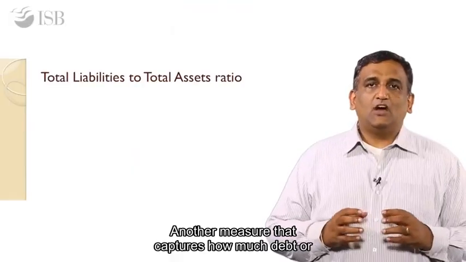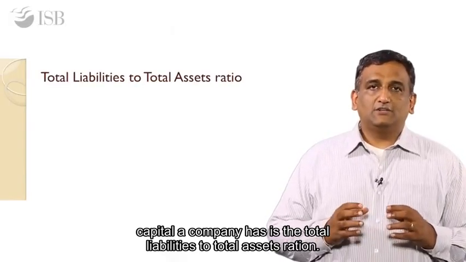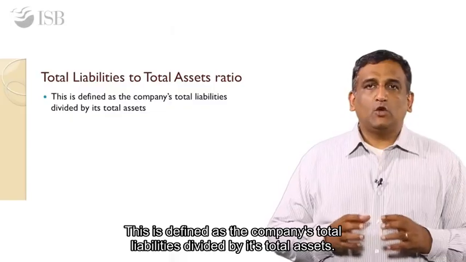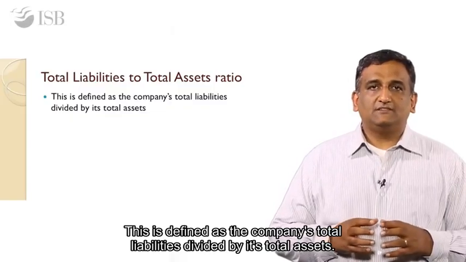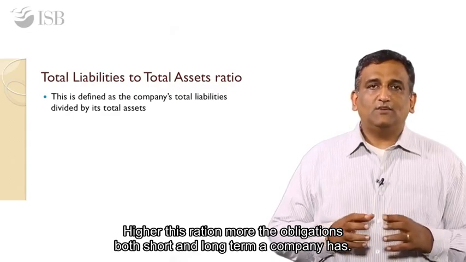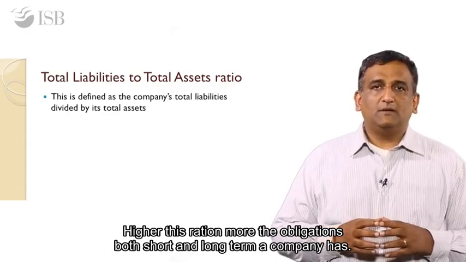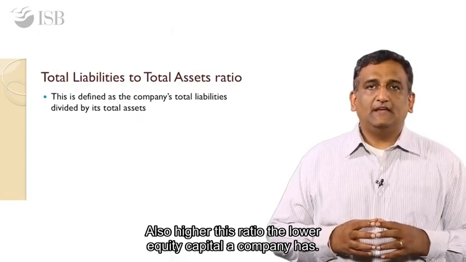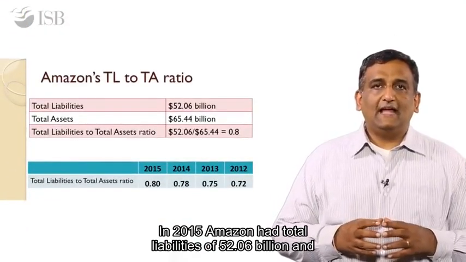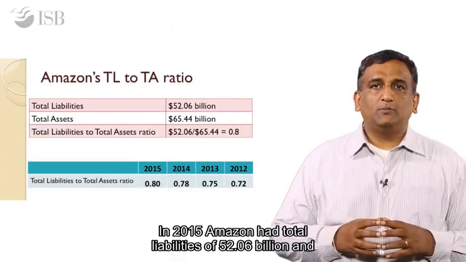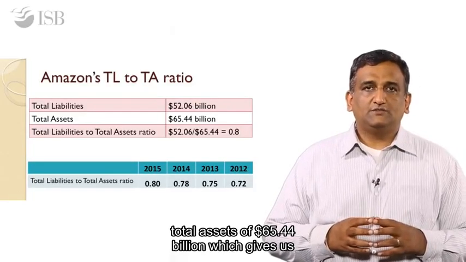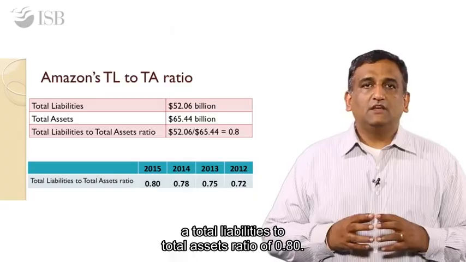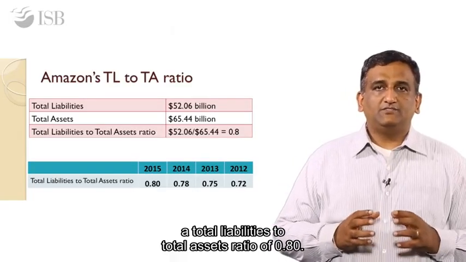Another measure that captures how much debt capital a company has is the total liabilities to total assets ratio. This is defined as the company's total liabilities divided by its total assets. The higher this ratio, the more obligations, both short and long term, a company has. Also, the higher this ratio, the lower the equity capital a company has. In 2015, Amazon had total liabilities of $52.06 billion and total assets of $65.44 billion, which gives us a total liabilities to total assets ratio of 0.80.